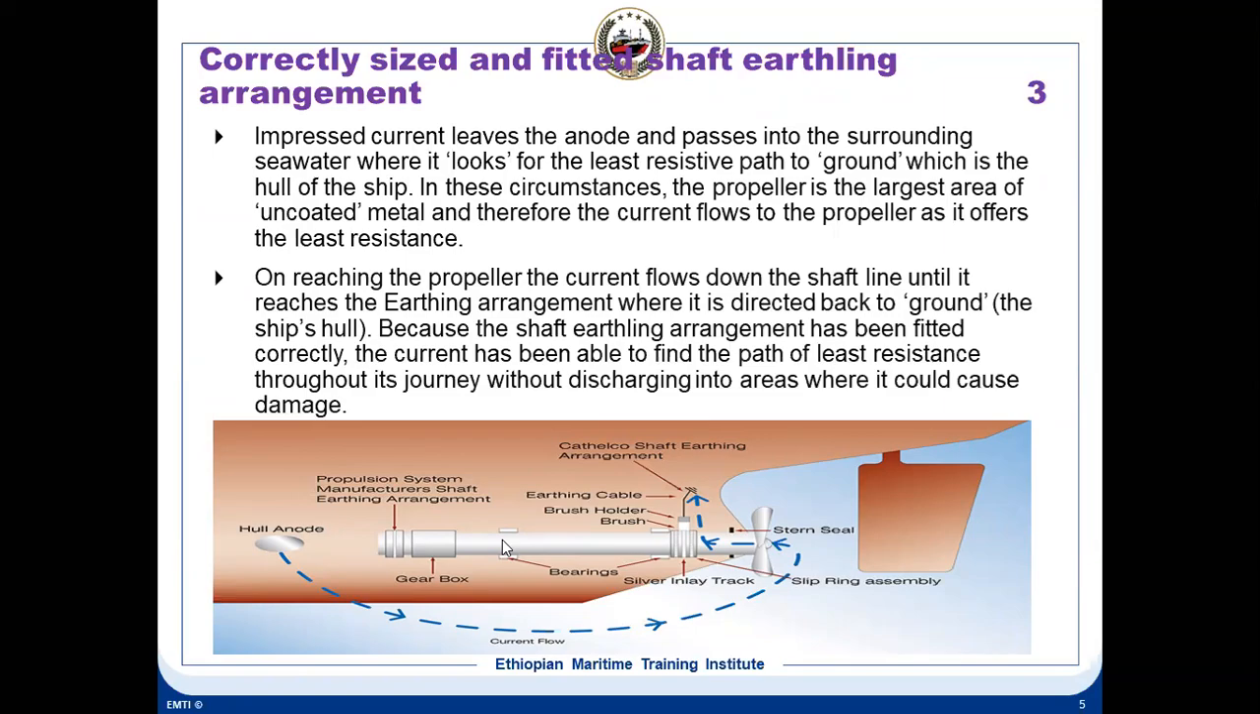So that is why this current is shown here, and the current coming here from the anode, or maybe the sacrificial anode also, this has to be drained. This current has to be drained. That is why the shaft grounding is here.